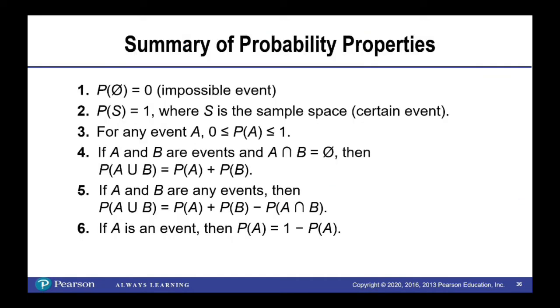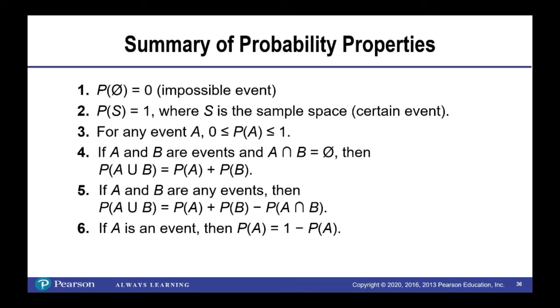On the top of the next page in your notes, you have a summary of probabilities. We talked about the probability of 0 is an impossible event. A probability of 1 is a certain event. Our probabilities are always between 0 and 1 inclusive. If our events are mutually exclusive, we can add the probabilities. And if they're not, we have the new formula in number 5.